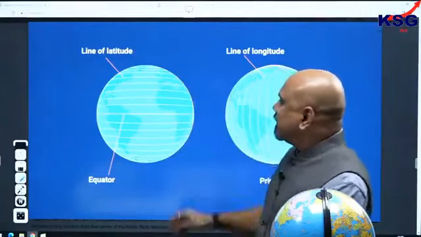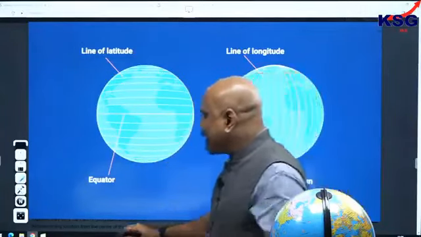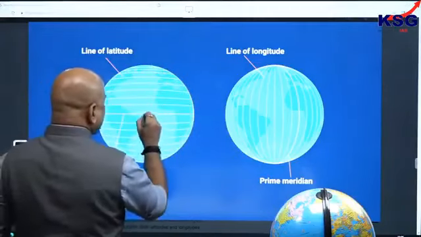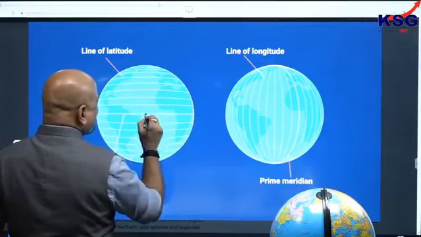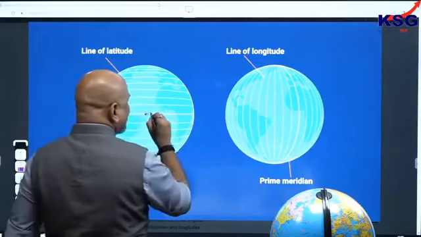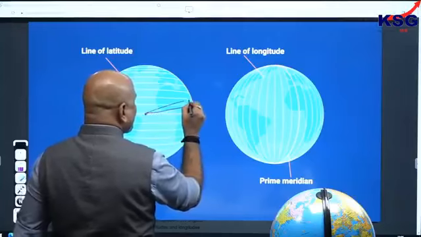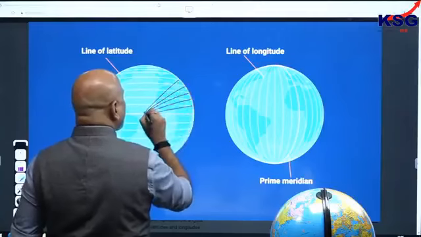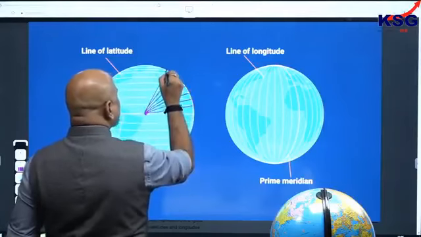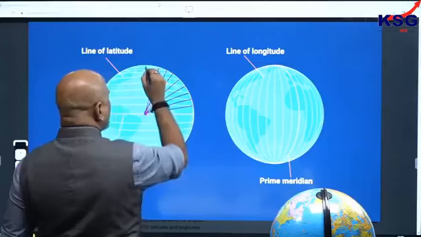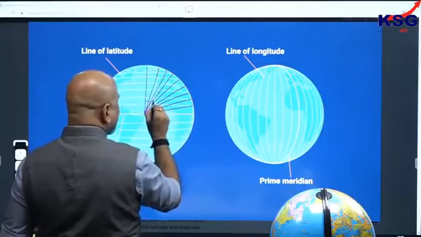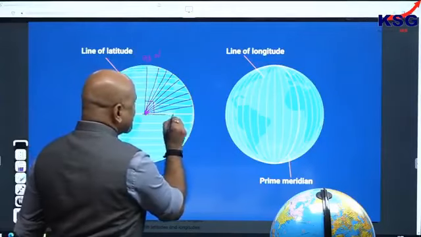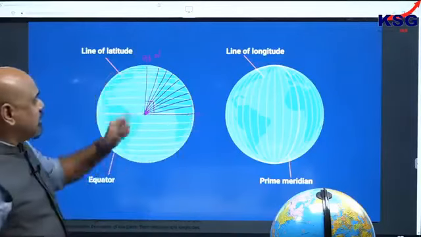Now look here, if this is the latitude, in this case, this is the center of the earth. From here we have taken an angle, different angles, and based on that angle only we have different latitudes. So what will be the maximum possible latitude? Maximum possible latitude will be 90 degree. This is 90 degree north, if this is 0 degree.